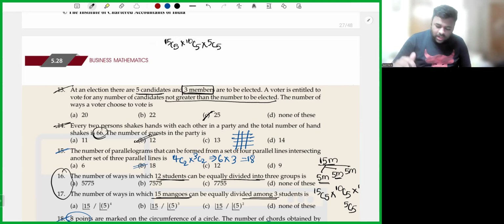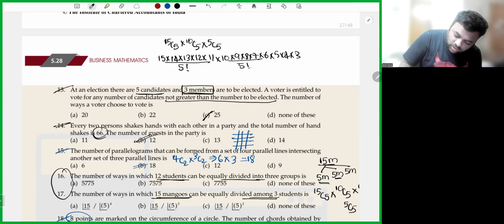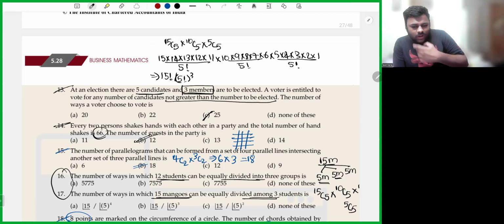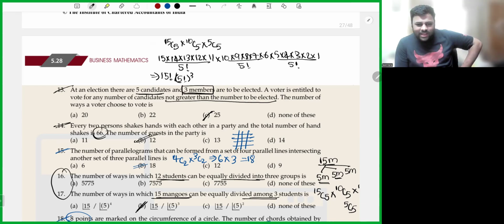Now 15 C5. How can I write 15 C5? Can I write like this? 15 into 14 into 13 into 12 into 11 divided by 5 factorial. Yes. 10 C5: 10 into 9 into 8 into 7 into 6 divided by 5 factorial. 5 C5: 5 into 4 into 3 into 2 into 1 divided by 5 factorial. So the answer is 15 factorial divided by 5 factorial whole cube. Answer is option B. That's how we'll get it, 15 C5 into 10 C5 into 5 C5.